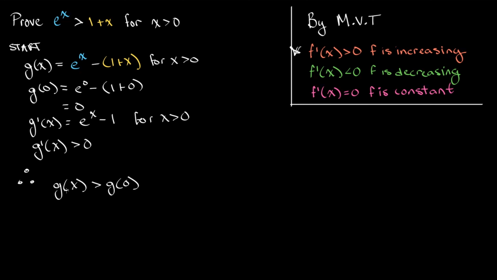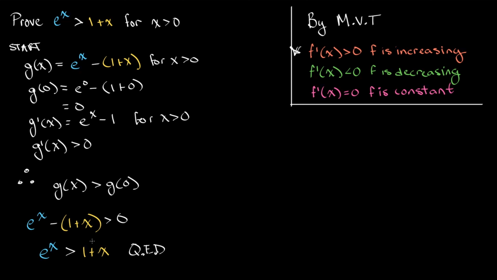So we defined g of x as e to the x minus 1 plus x, and then this is greater than g of 0, which we found to be 0. And now to finish this guy off, all we need to do is add over the quantity 1 plus x, so we get this. E to the x, we have proven to be greater than 1 plus x, for x greater than 0. And we could write this guy at the end, QED, which means this was to be demonstrated, which is what our problem was. So that's our proof.